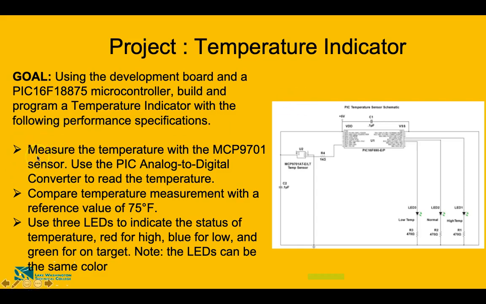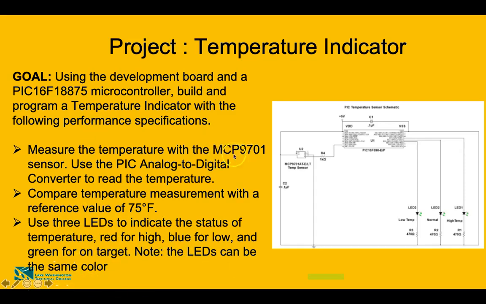The first performance specification is to measure the temperature with the MCP9701 sensor and use the PIC analog to digital converter to read the temperature. The next specification is to compare the temperature measurement with a reference value of 75 degrees Fahrenheit. And third, use LEDs to indicate the status of temperature: red for high, blue for low, and green for on target. Note the LEDs can be of the same color.